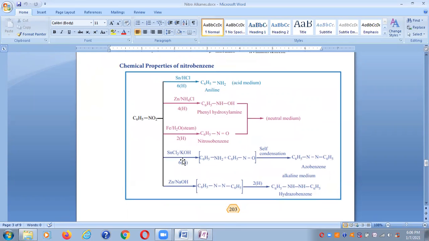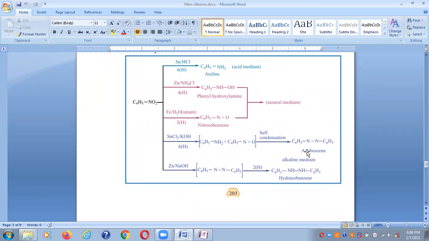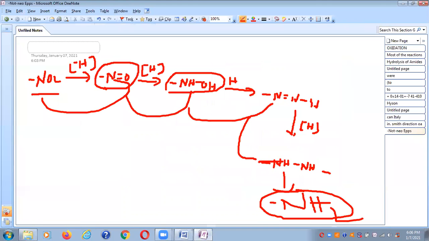But in reduction in presence of base, we may get azobenzene. And again, see, here we have used SnCl2, stannous chloride. But instead of stannous chloride, if you use zinc, then what happens? This azobenzene will be converted into hydrazobenzene. So this part is hydrazobenzene.